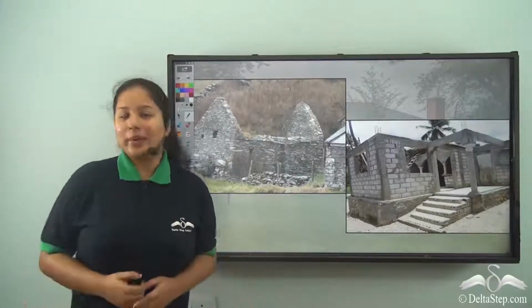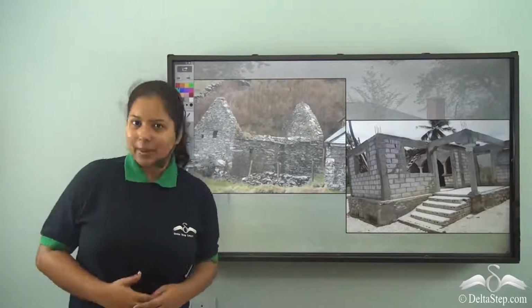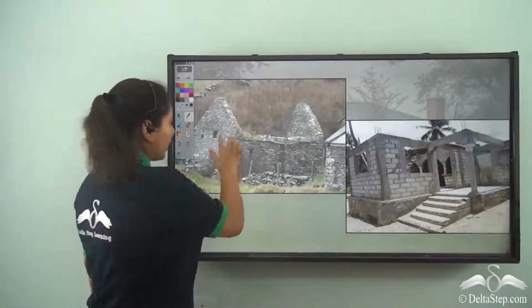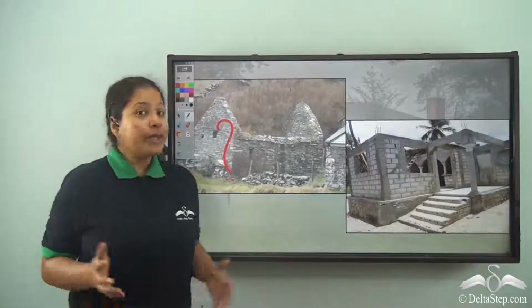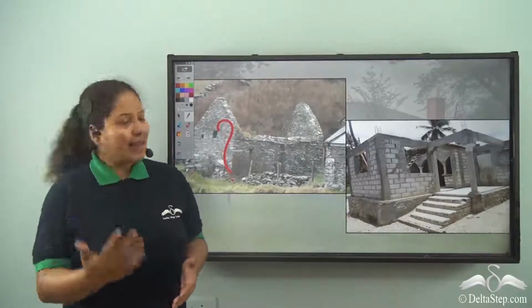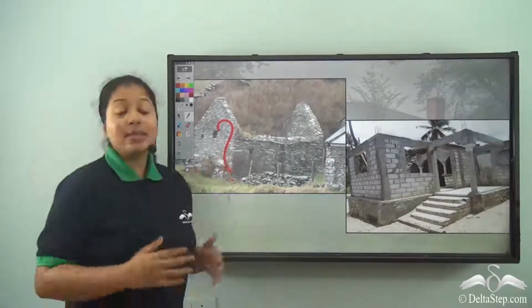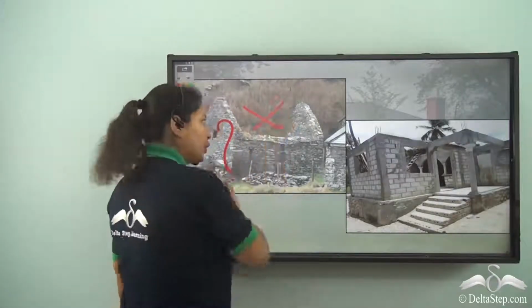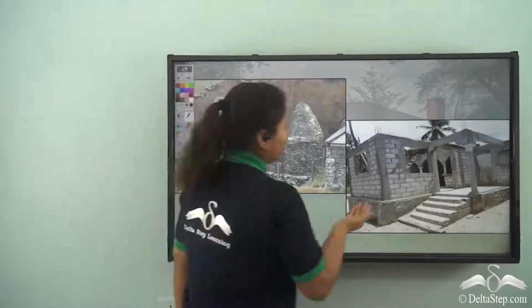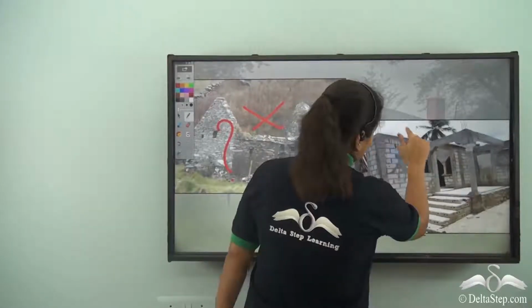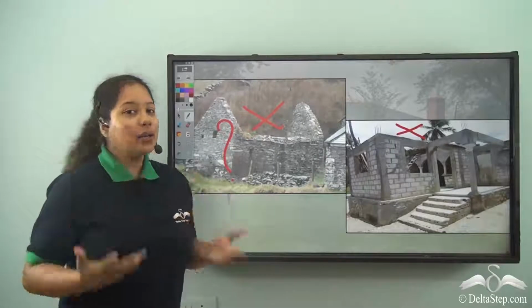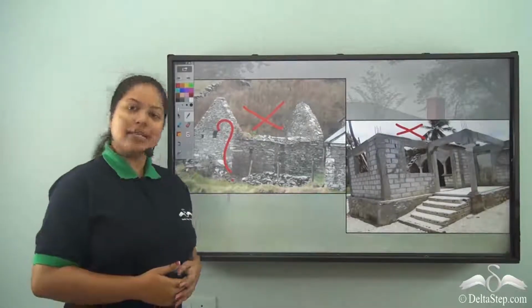Hello kid. Well, let me ask you something. Can you live in a house like this? Do you think this house is complete or incomplete? Well, let me tell you. This house is not complete because it does not have a roof. Similarly, if you see in this house, this also does not have a roof. So, we cannot live in an incomplete house.